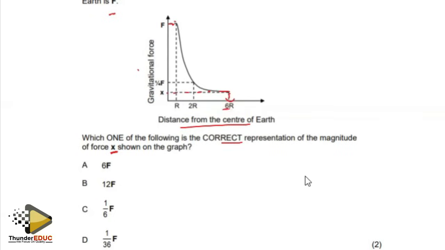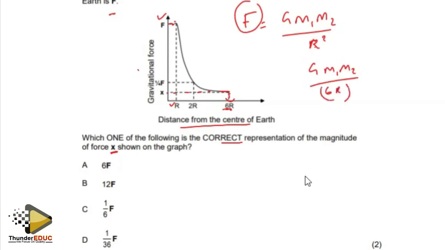If the distance is now 6 times bigger, what do you suggest? From the universal law of gravitation, G m1 m2 divided by r squared. So we know that if it is just capital R, this is going to be the force, because F is going with capital R. Now, what if we increase this to 6? That's going to be G m1 m2 over 6R squared.